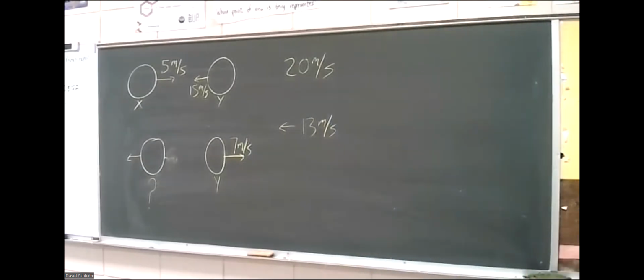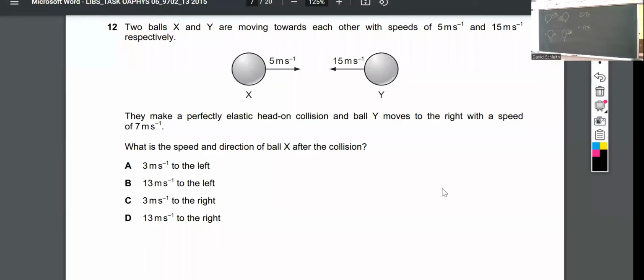Let's see. So we see 13 meters per second to the left, choice B. If it were moving to the right, again, we'd be in the situation where they're going in the same direction, we'd have to subtract, and 13 minus 7 is 6, which does not equal the relative speed of approach. So choice B is correct for this question.